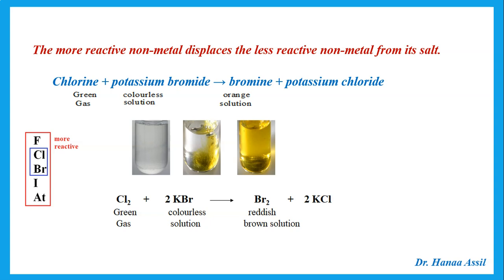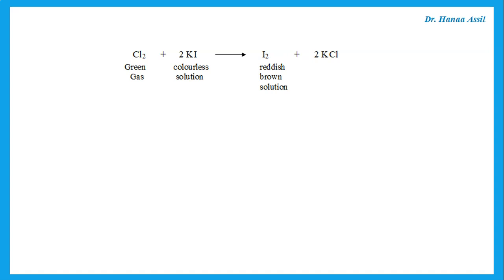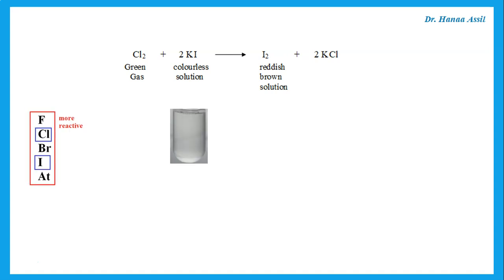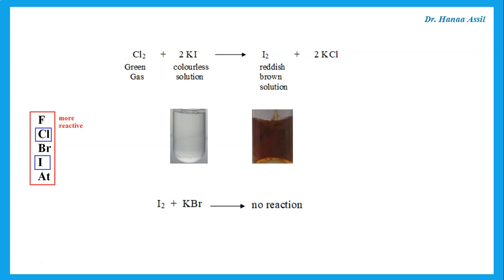So chlorine plus potassium bromide would form bromine. Remember, chlorine, bromine, all of these are diatomic. That means if I write chlorine, the molecule has 2 atoms. That's what diatomic means. Also, chlorine can displace iodine. So in this case, the potassium iodide again is colorless. When we displace it, it forms a reddish brown solution of iodine.